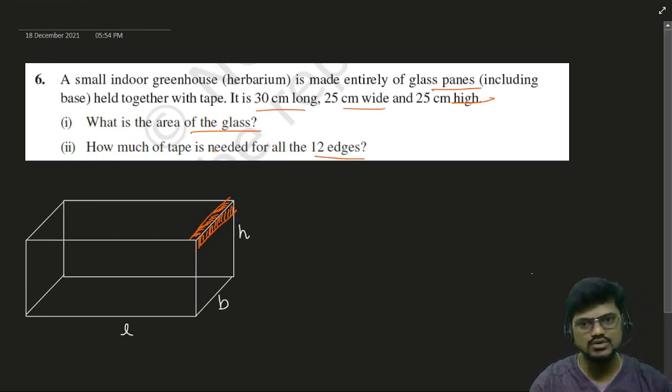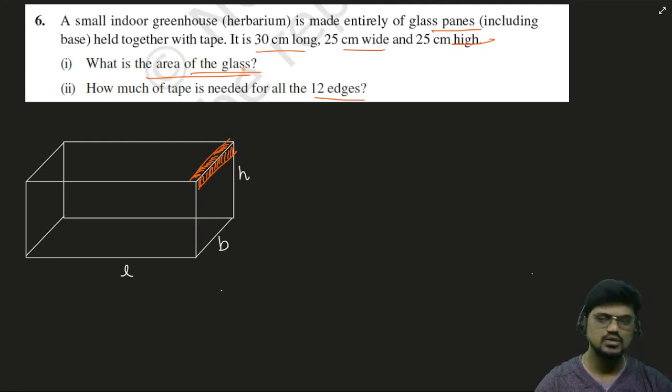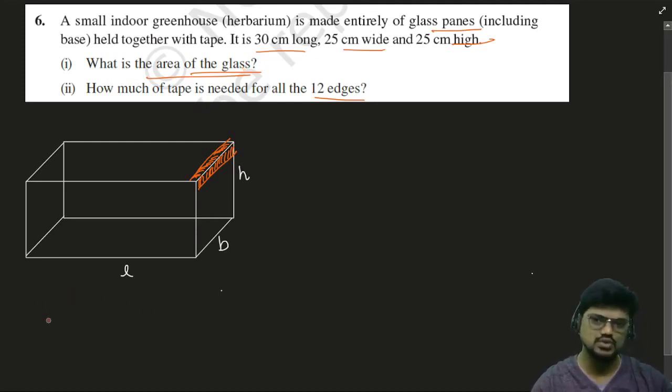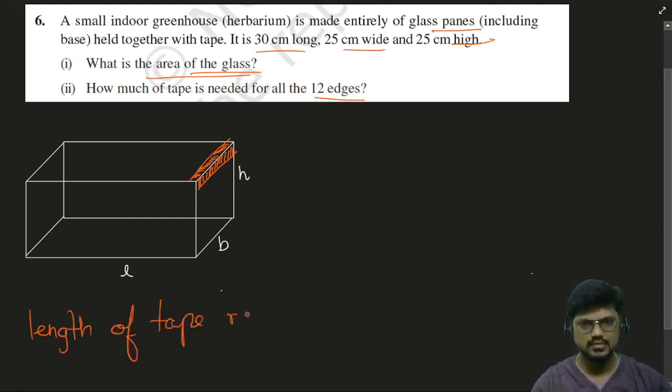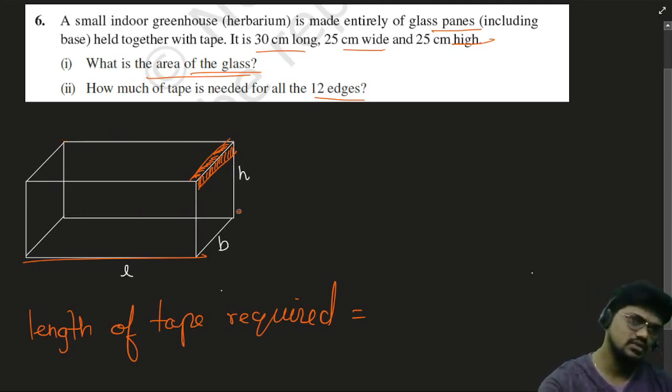So they are asking, how much tape is needed for all the 12 edges? We'll find only the length of tape required, because the area of the glass is again the total surface area, which you already know. That is 2 into LB plus BH plus HL. You can do it, right? So let's do the tape required. Length of tape required will be equal to, see how many lengths you will have: 1, 2, 3, and 4. There will be 4 lengths.